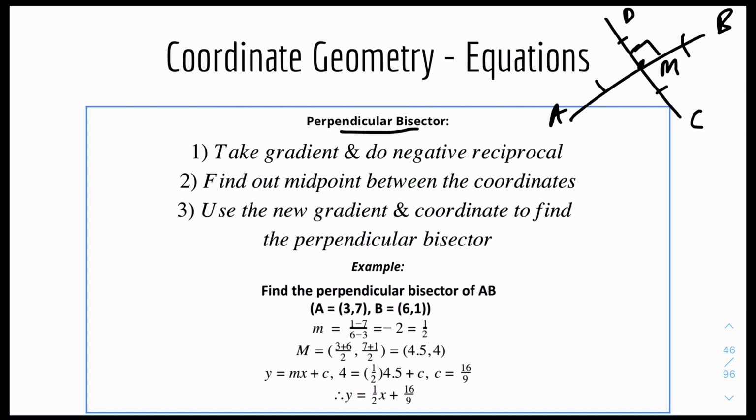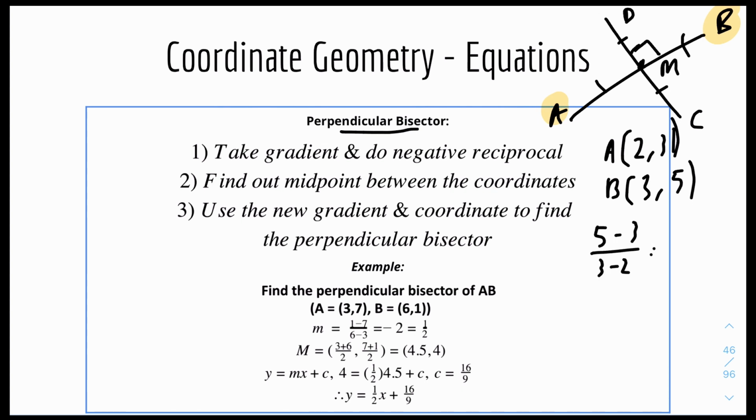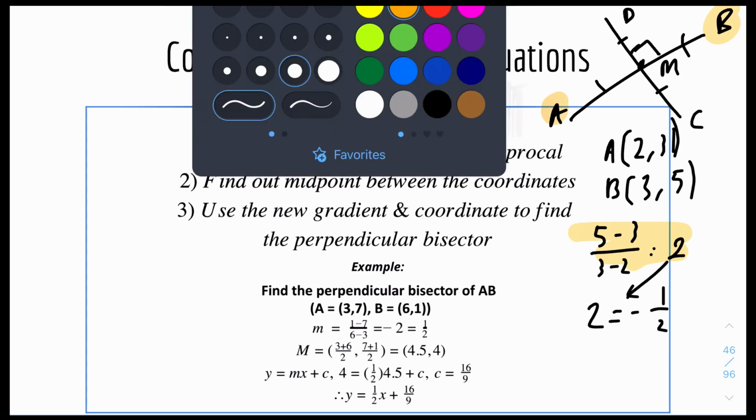So what you have to do to find the perpendicular bisector of a line is that let's say we have only A and B. We know A and B. Let's say A is like 2, 3, and B is like 3, 5. What you first have to do is take the gradient of A and B. So this will be 5 minus 3 over 3 minus 2, which is 5 minus 3 is 2, and 3 minus 2 is 1, so it will be 2. Then you will do negative reciprocal. 2 will be equal to minus 1 over 2. And let's just highlight this. Negative reciprocal.